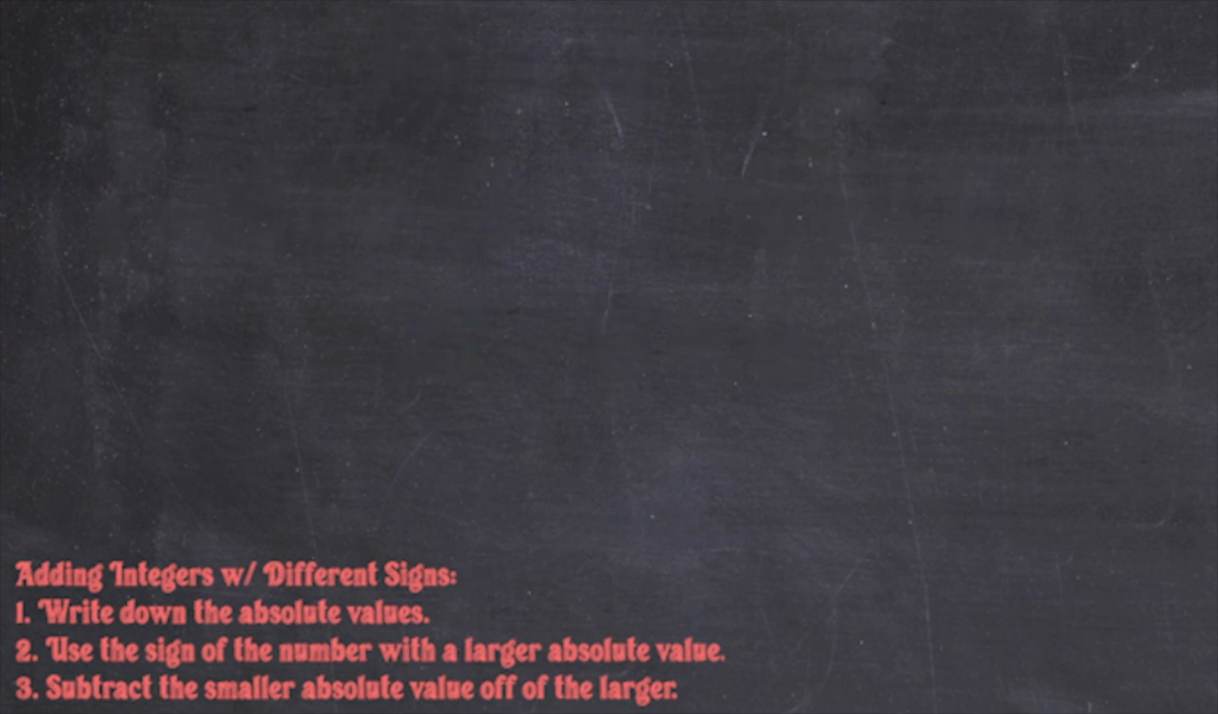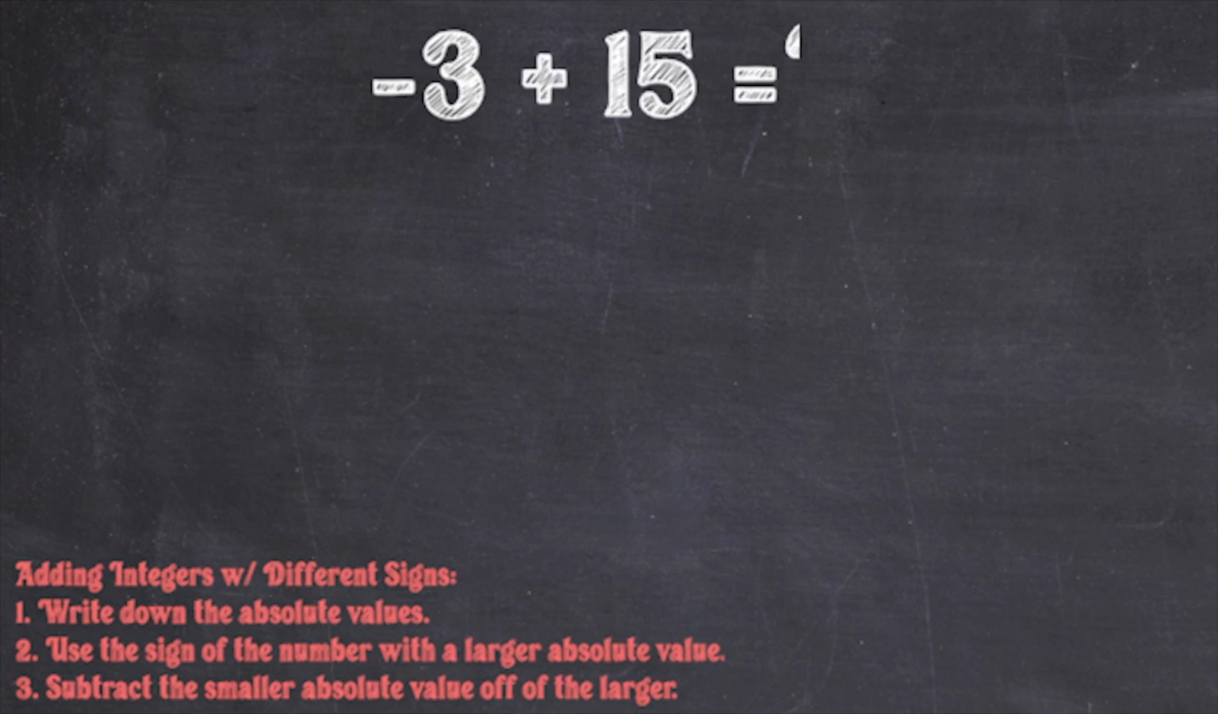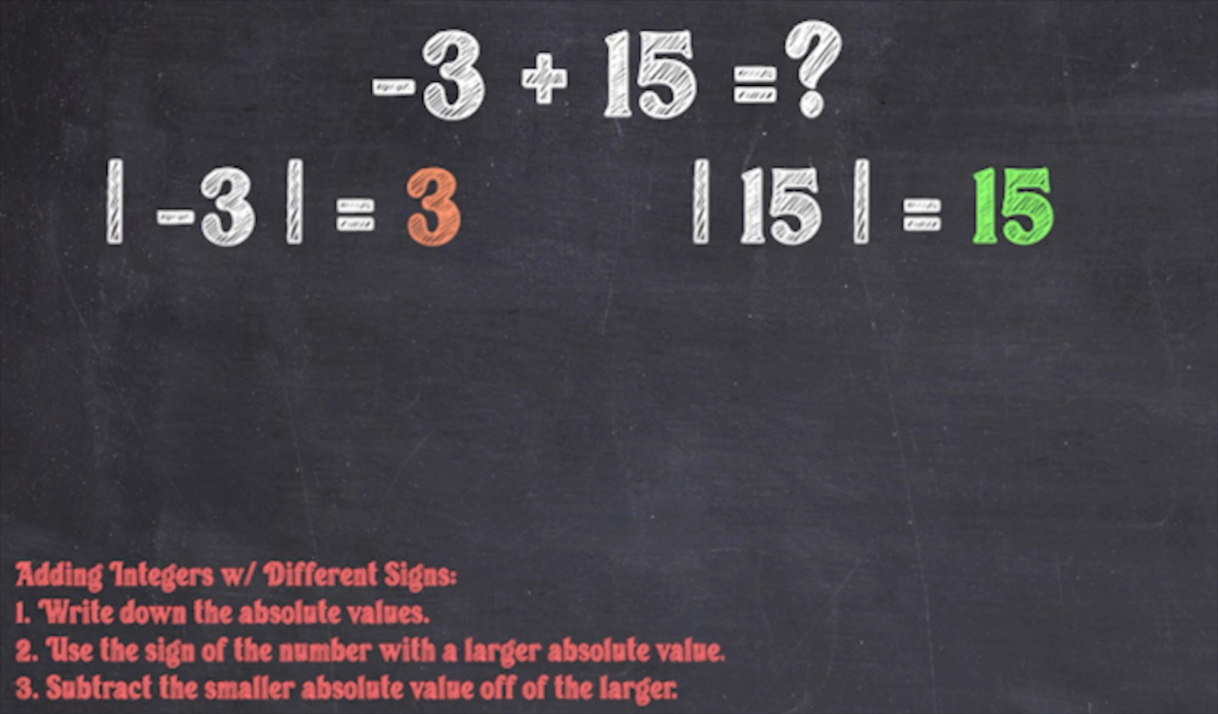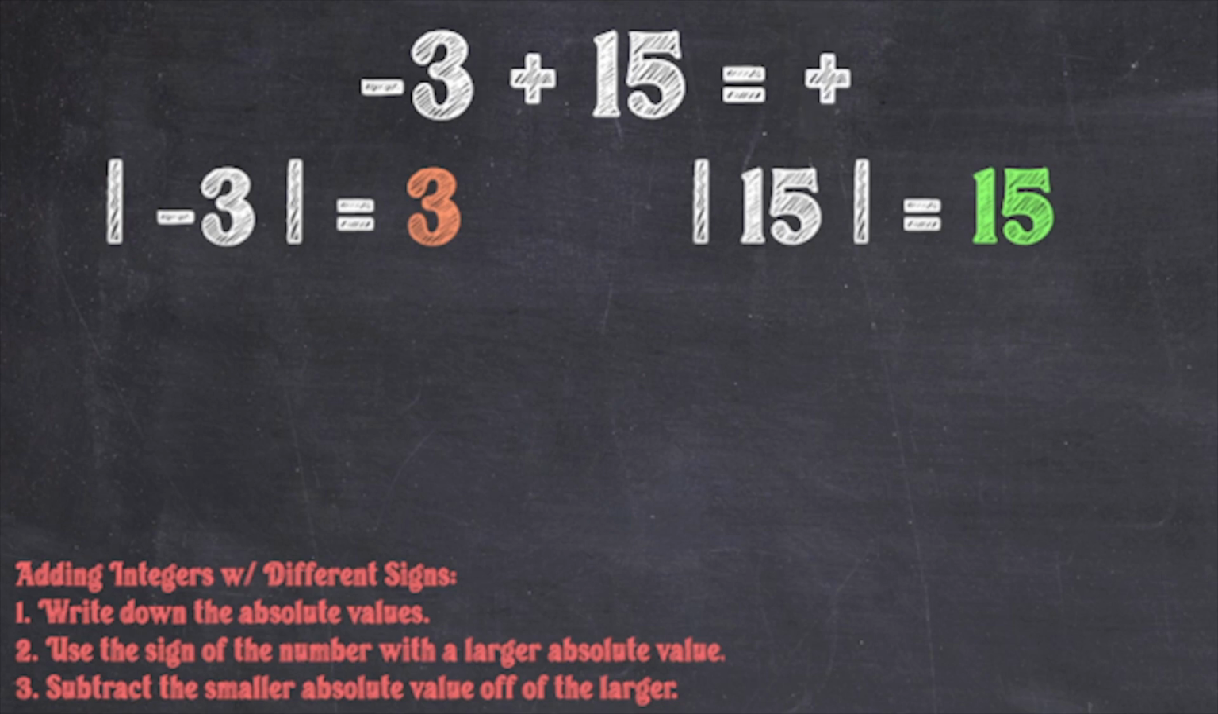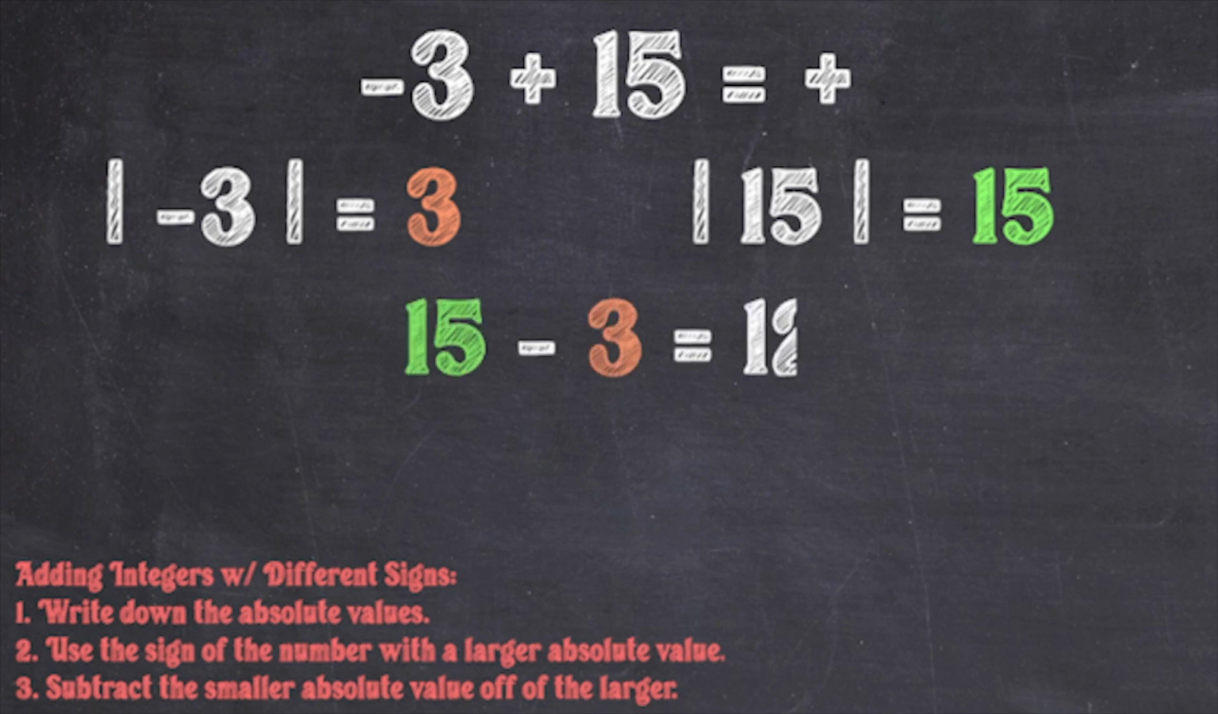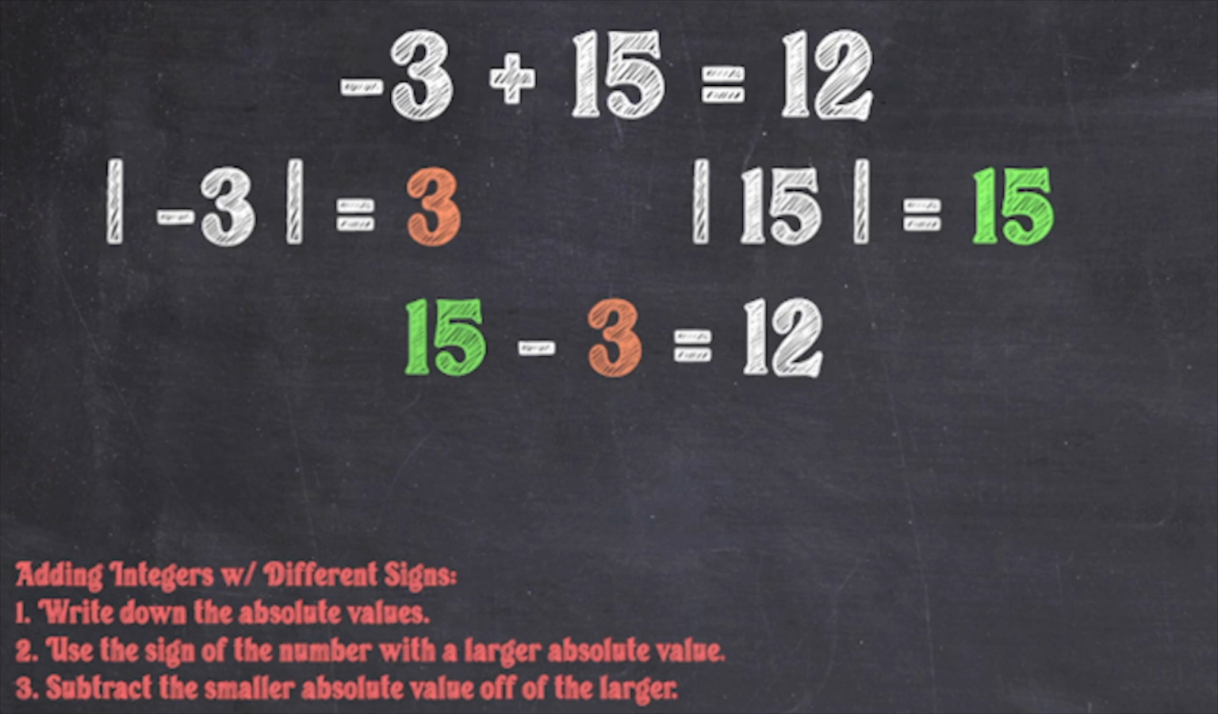Here's another example. Negative 3 plus positive 15. Our first step is to write down the absolute values of the integers we're adding up, which are 3 and 15. Here we can see that positive 15 has a larger absolute value, so our final answer is positive, and we'll write a plus sign to start. Now, we need to subtract the smaller absolute value, 3, from the larger absolute value, 15. 15 minus 3 is 12, so our final answer is positive 12. Remember that we don't necessarily need a plus sign to say that a number is positive, so just writing 12 is perfectly okay.